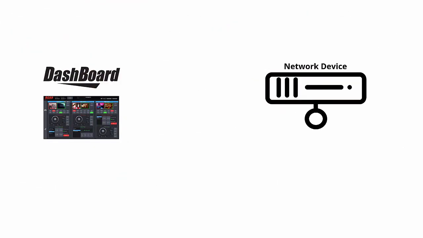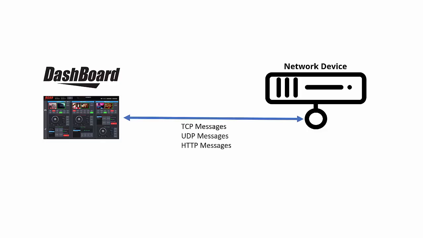When DashBoard needs to communicate with a network device, there's really three different protocols that it can use. There's TCP messages, UDP, or HTTP. And if you want to know the difference between these, you can just Google it. In this video, I'm going to concentrate more on TCP. I'm going to set up the VLC player to communicate over TCP.